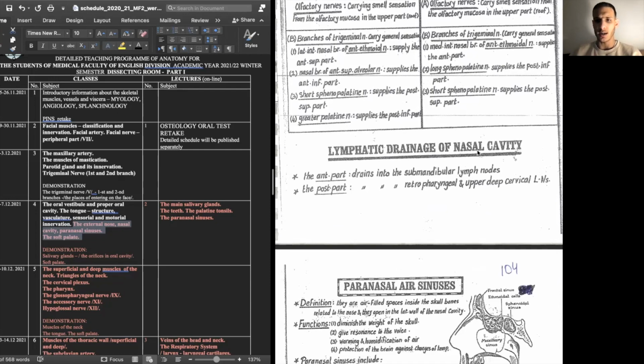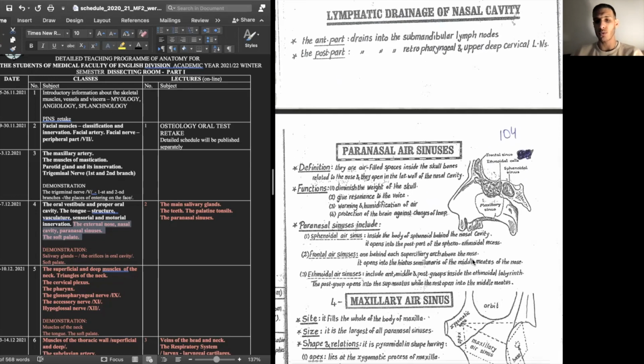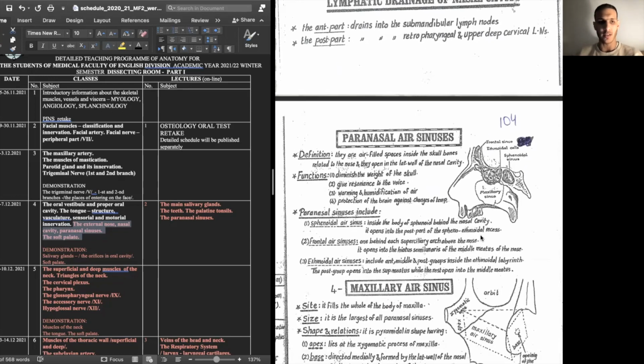The lymphatic drainage of the nasal cavity is written here. I don't like to study the lymphatic drainage. Maybe it's important for the future, but I didn't pay attention to them. That's what I did.